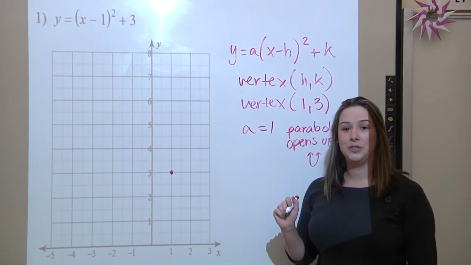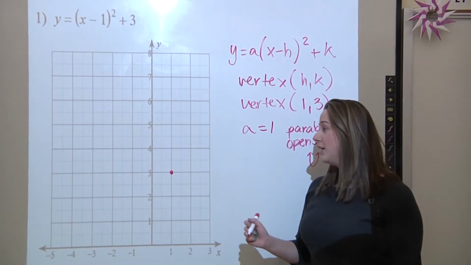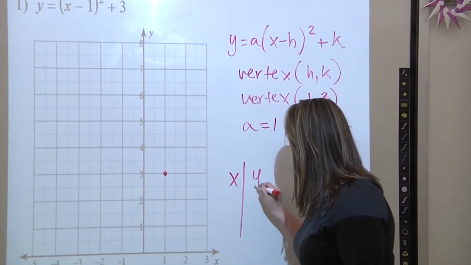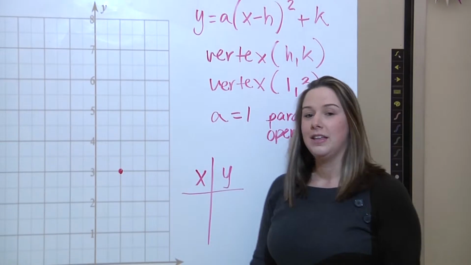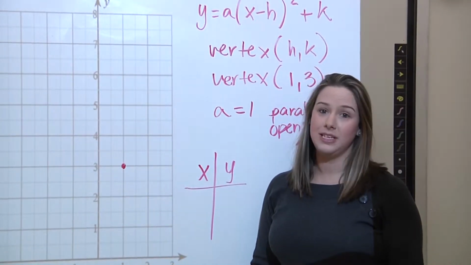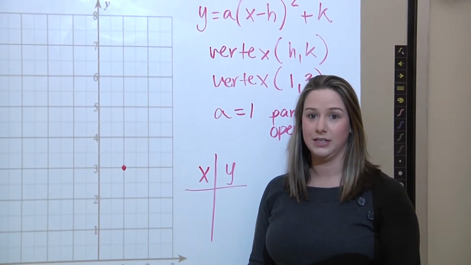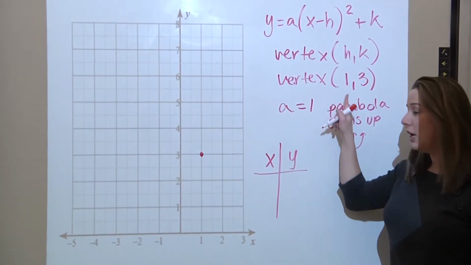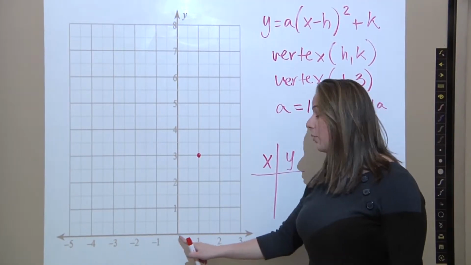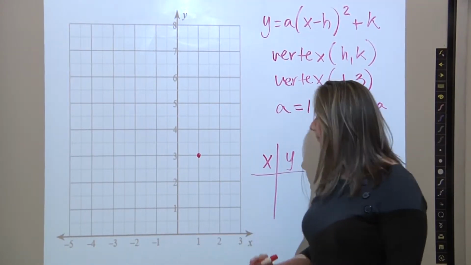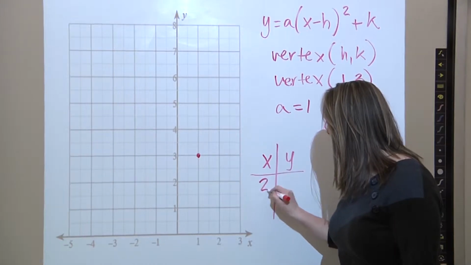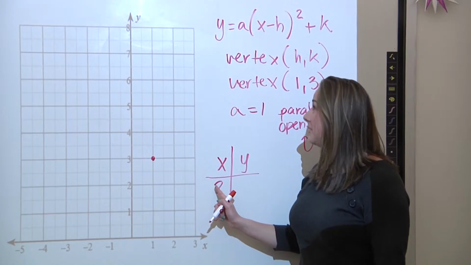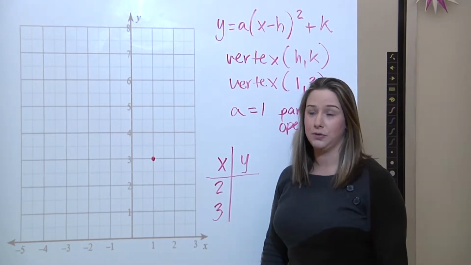The next step is to gather more points on the graph. To do this, we build a table. The best way to do this is to pick 2 points either to the left or to the right of the vertex. Since our vertex is the point 1, 3, we can either pick 2 and 3 or we can pick 0 and negative 1. I'm going to select 2 and 3. Next, we take these points and put them into the original equation for x and solve for y.